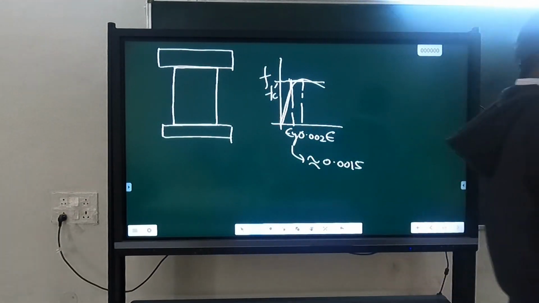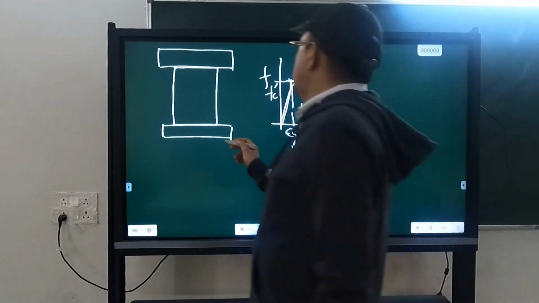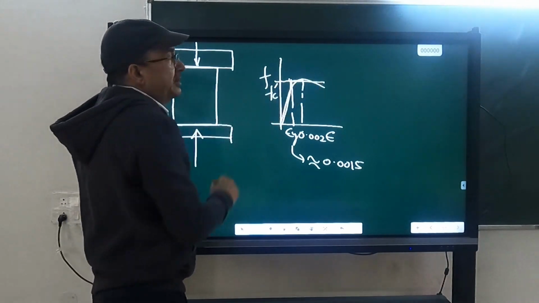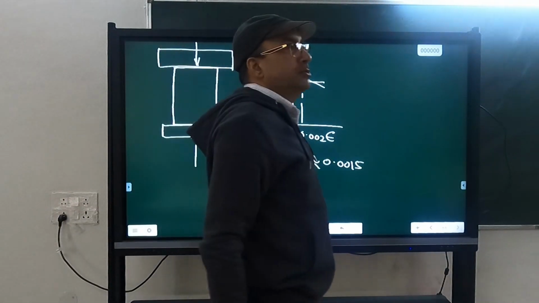So it is not the actual yield point, because the actual yield point is not defined from the stress-strain curve. We are defining it by equivalent bilinearization, and that comes out to be close to 0.0015.